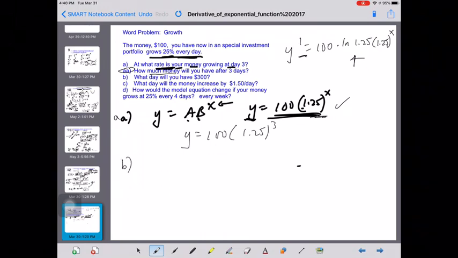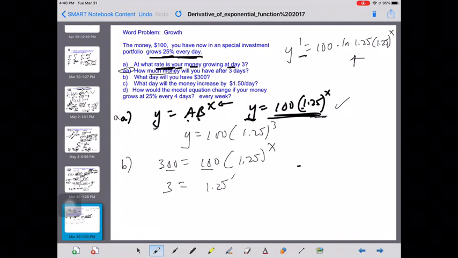All right, so part B. Part B says, which day will you have $300? So $300 is the y value, it's the amount. So you're going to substitute 300 into the y value and solve this exponential equation. I'm going to divide both sides by 100. That gives me 3 equals 1.25 to the x.